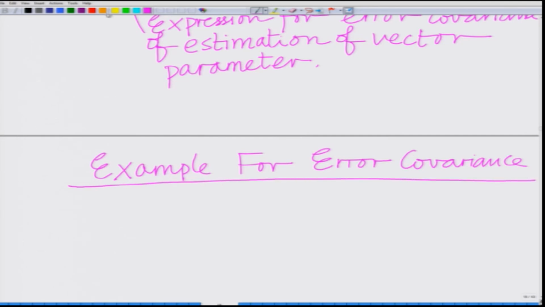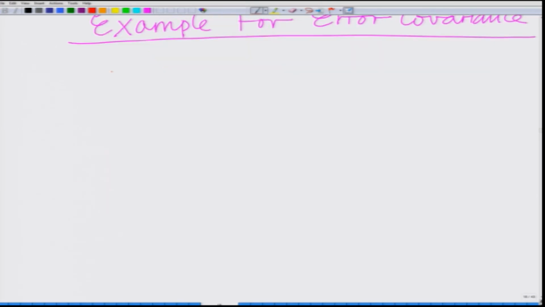So let us do an example to compute this error covariance for the vector parameter. We consider the same setup as the previous example that we have done for the LMMSE estimate of the vector parameter. This is a multi antenna downlink channel. So we are considering the pilot matrix 5 4 4 5 3 4 4 3.